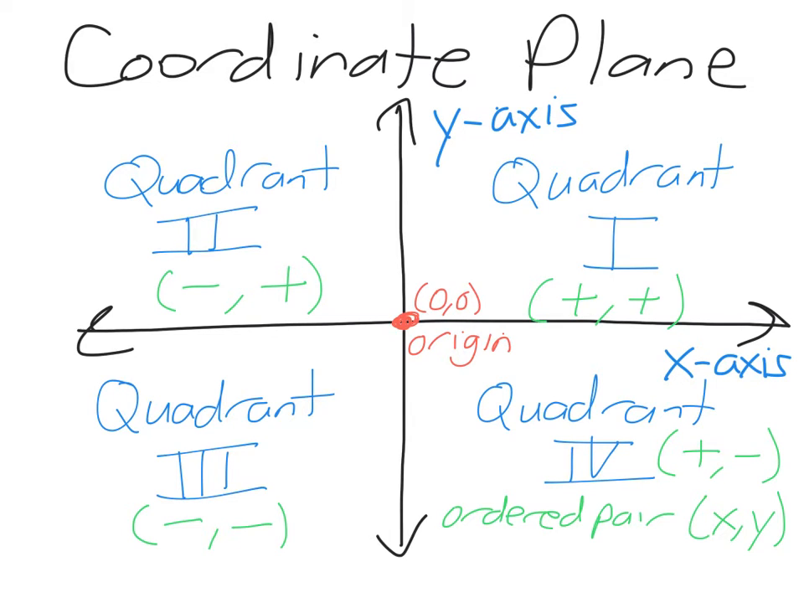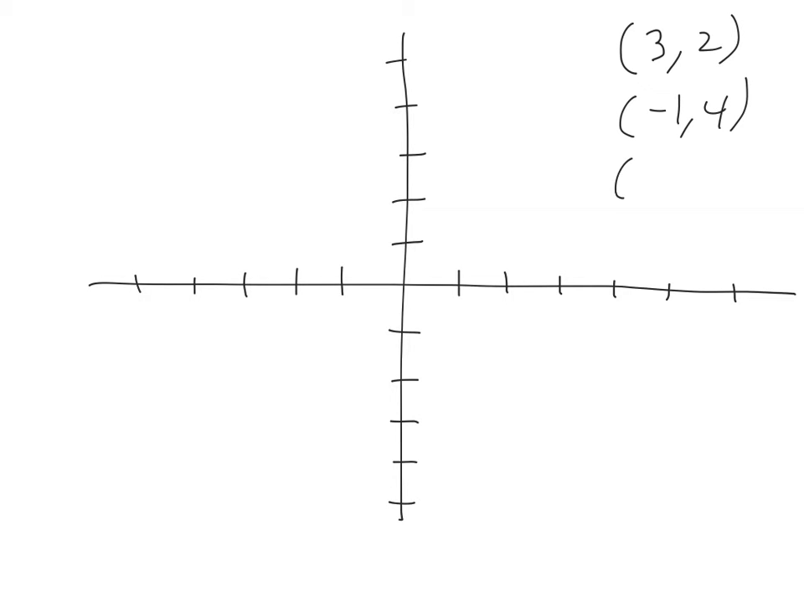Good. So if I was to draw a quadrant out, 1, 2, 3, 4, 5, 1, 2, 3, 4, 5, 6, 1, 2, 3, 4, 5. I'm just roughly sketching a quadrant here. If I was to say to you, can you label the following points? 3, 2, negative 1, 4, and 0, negative 2. Can you label those? Pause the video and try to label those points.